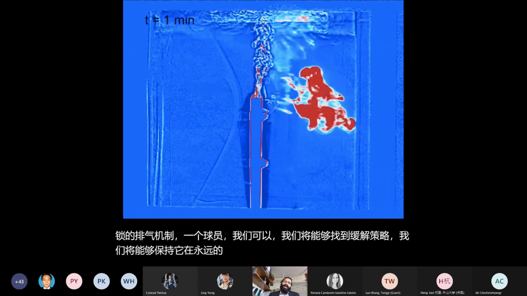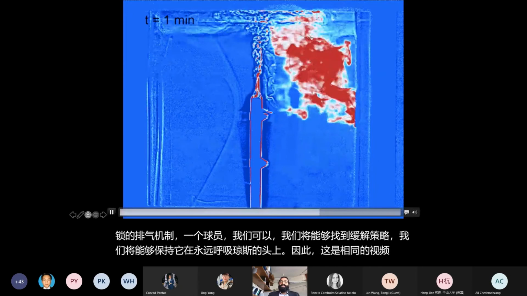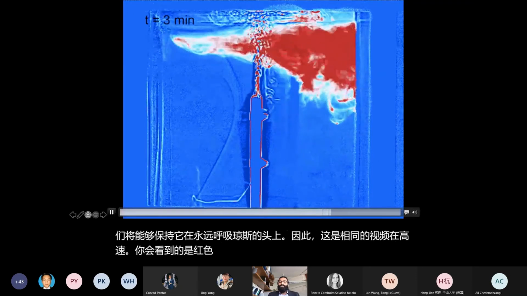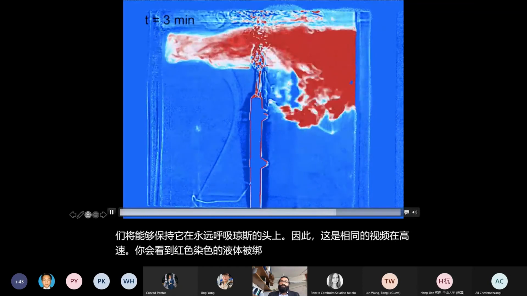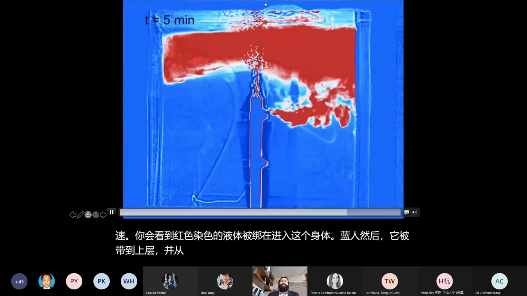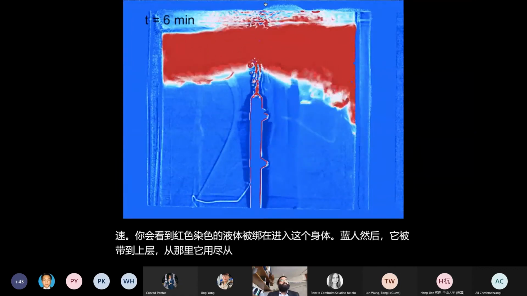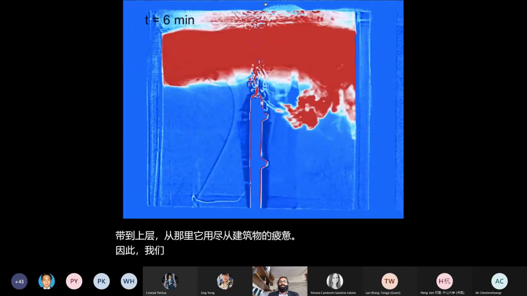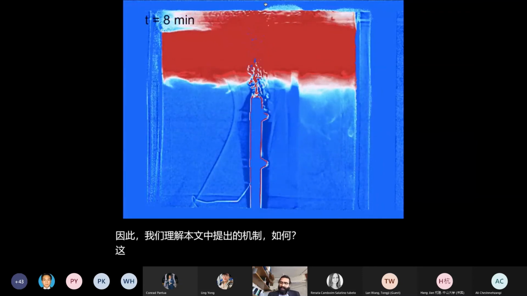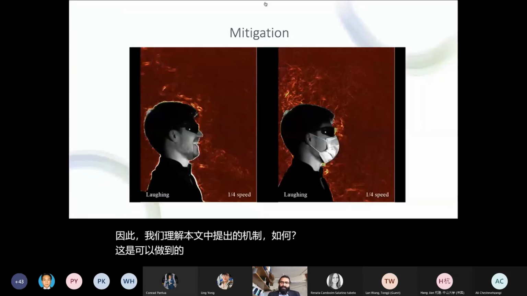So this is the same video at high speed. What you will see is this red dyed fluid gets entrained into the body plume, and then it is taken to the upper level, and from there it is exhausted from the building. So we understand the mechanism. In the paper we proposed how this can be done, and I'm going to show you in my next slide.